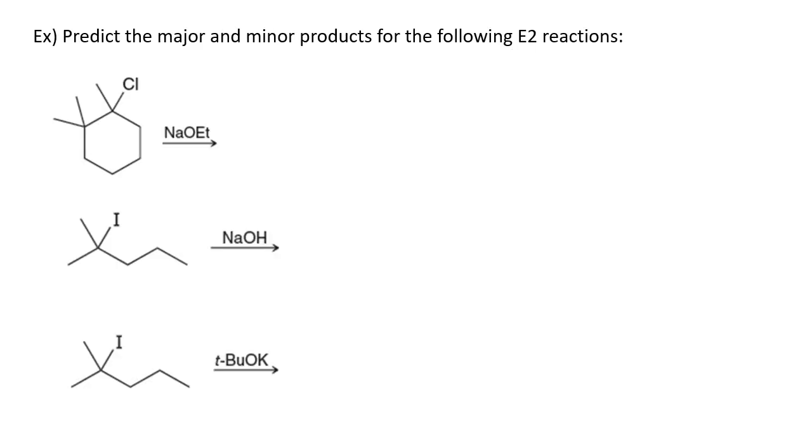Let's do a couple more examples here. We're going to predict the major and minor products for the E2 reactions. If you'd like to stop the video and try these on your own, you can do that, or you can just keep watching and I'll go through them. Step 1, let's look at the base and identify if it's a bulky or non-bulky base, and that will tell us right off the bat what product will be major.